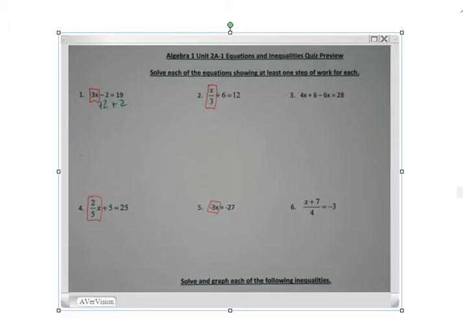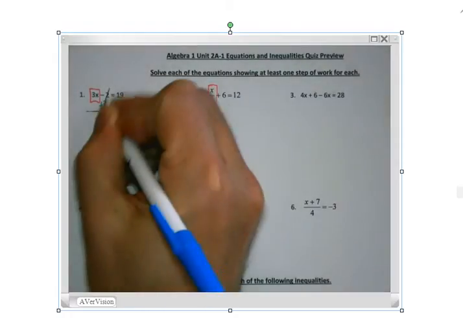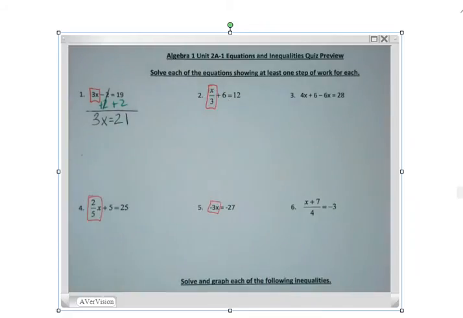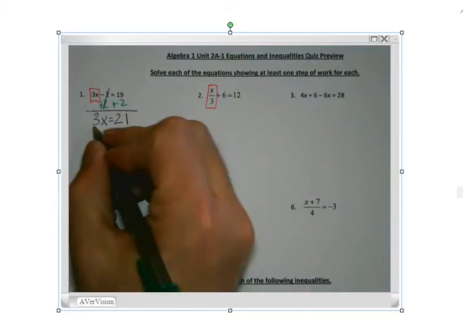If on our preview here, if we plus the 2, 19 plus 2 is 21, what's my last step going to be? Okay, divide by 3.